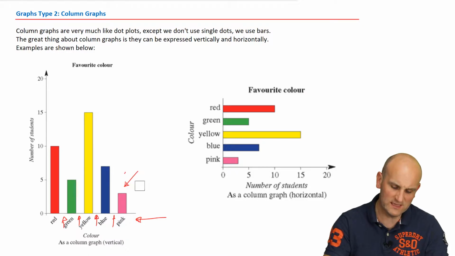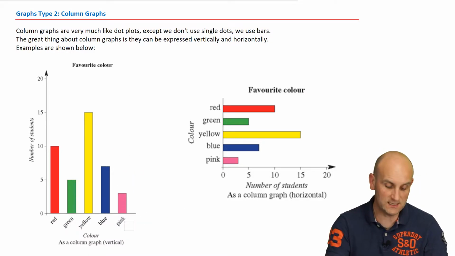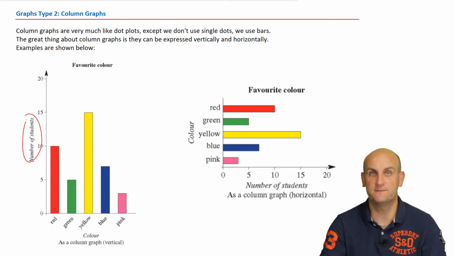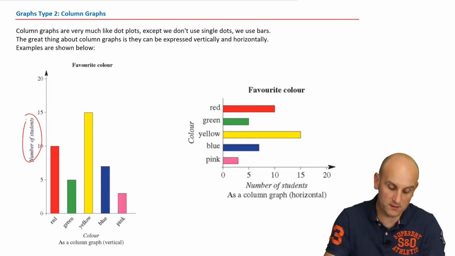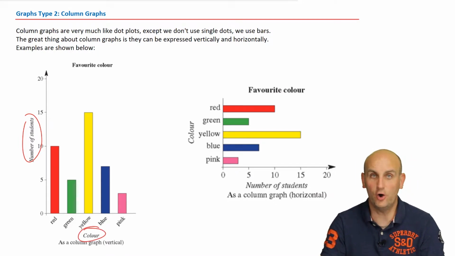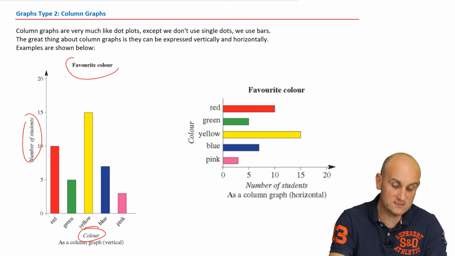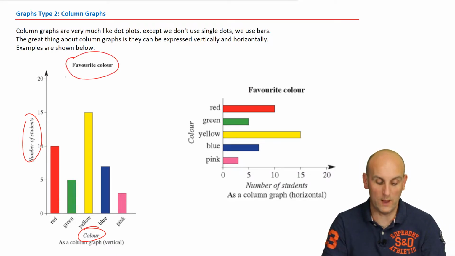So how can we get lots of marks? I'm just deleting this stuff here so that I can show you why. Firstly, you have to label your axes. So the one on the side, the number of students, will get you 1 mark. This one here, colour, will give you 1 mark. A title will give you 1 mark.